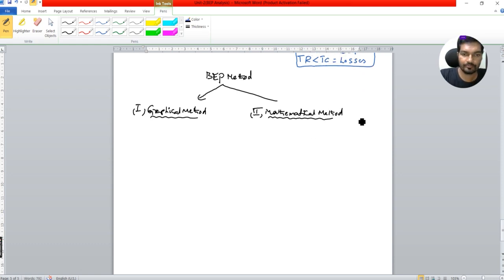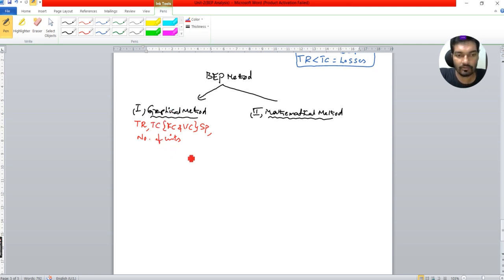In the graphical model we use inputs like the total revenue, total cost, which includes fixed cost and variable cost, and also we use selling price and number of units. So using the total revenue, total cost, selling price and number of units, we form a schedule.